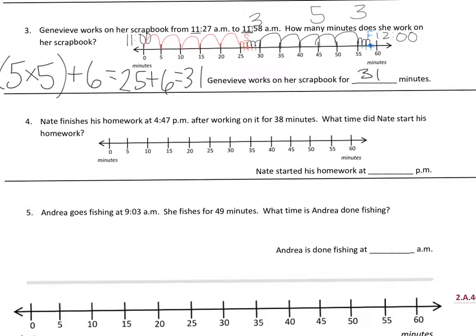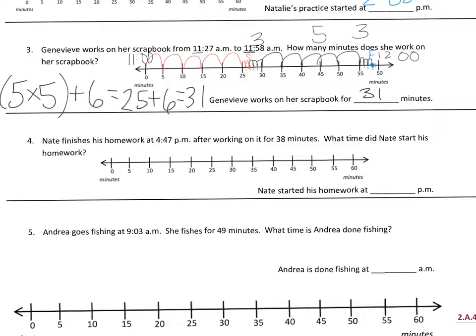Let's read our problem first. Nate finishes his homework at 4:47 p.m. after working on it for 38 minutes. What time did Nate start his homework? So let's first label our hours. If I know it was 4:47, then my number line has to start at 4 o'clock, which means it ends at 5 o'clock. So he worked for 38 minutes, so we need to find out what time he started. Let's plot our ending time.